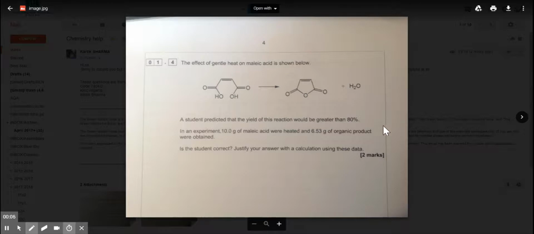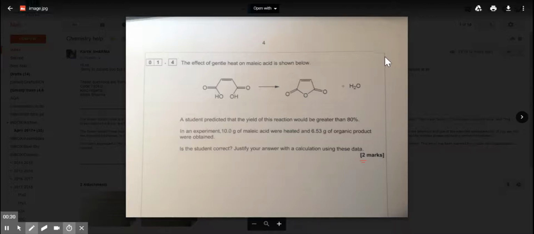I'm surprised it's only 2 marks. Maybe I'm missing a quick way to do it, because the way that I see to do it is just to calculate the actual yield and see if it's more or less than 80%, and then that will determine whether the student's correct or not. Anyway, in the absence of a quick way of doing it, let's do it the long way.